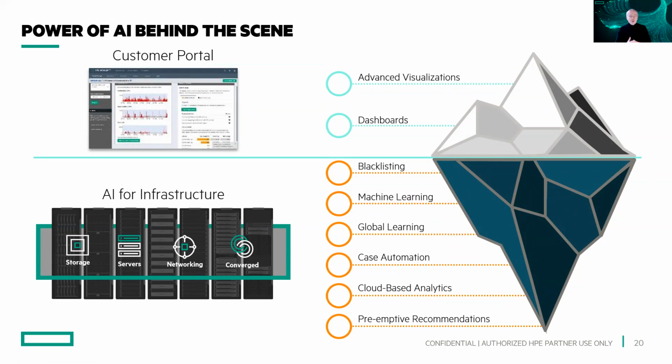It's just those visualizations. But in the backend, there is so much happening. There is the machine learning, working with blacklisting and whitelisting, and analytics permanently being tweaked. Case automation is coming more and more, because there was case automation from Nimble already, and now Primera, but it is happening everywhere. And recently they added the ability to open support cases for a ProLiant server from within InfoSight.